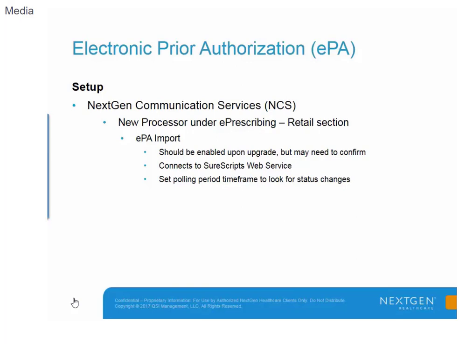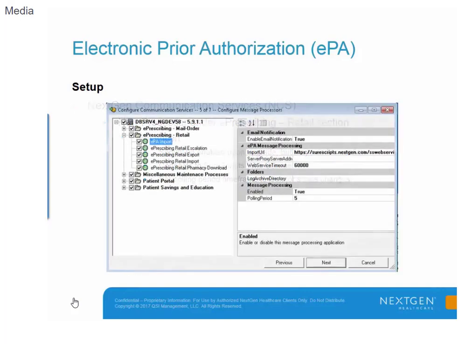You can also set a polling period time frame to look for those status changes, and that's what's going to generate your tasks. It's usually just a few seconds. So here you can see the settings that need to be enabled, pretty standard for communication services. But at the very bottom, you have your polling period if you're going to be doing the tasking, and you can enable the tasking as well.